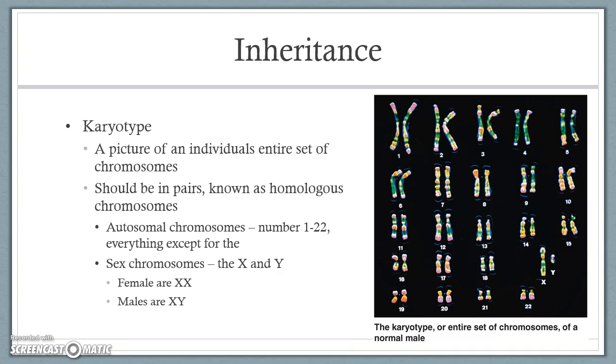Chromosomes 1 through 22 are called autosomal chromosomes, and the X and Y are called sex chromosomes. However, they do more than just determine gender. This individual is a male because there is an X and a Y chromosome. A female would have 2 X chromosomes.